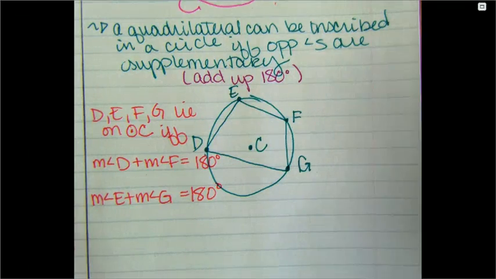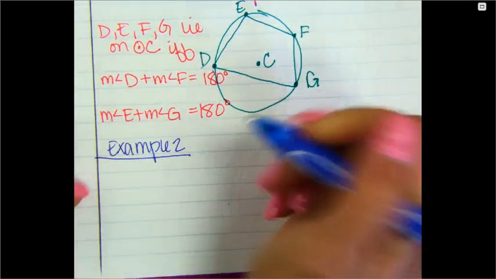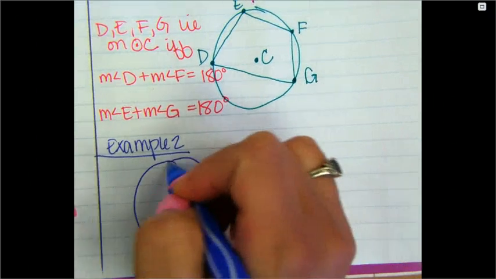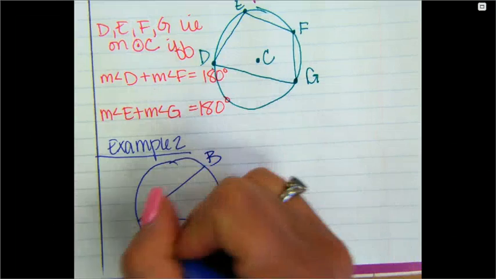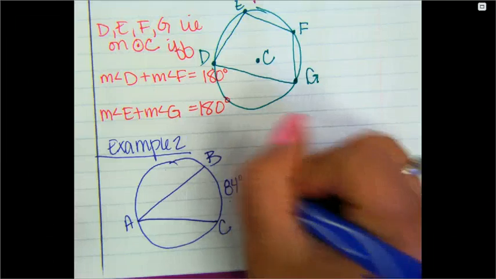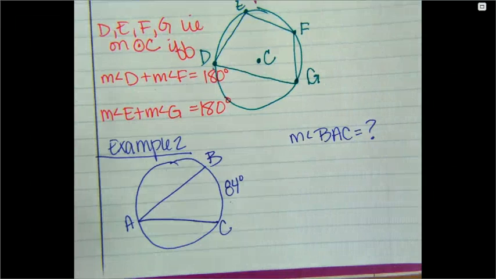Alright, example 2. That's what we should probably draw. Circle. Alright, there's your circle. I want to know what's the measure of angle BAC. Got it? Okay, get it done.